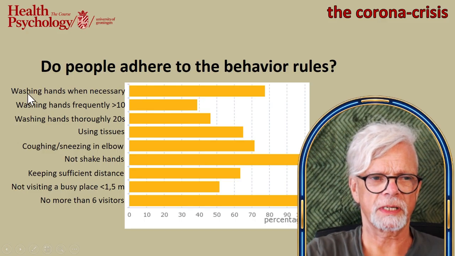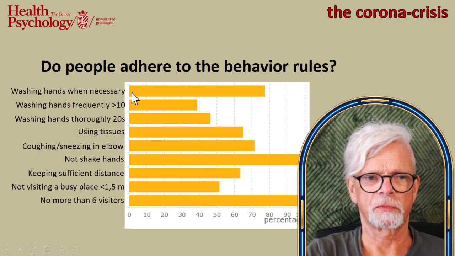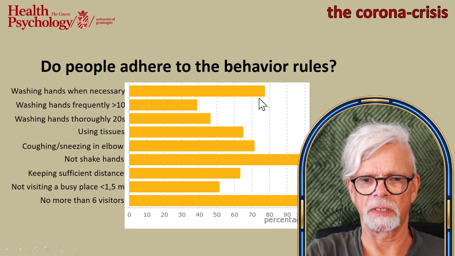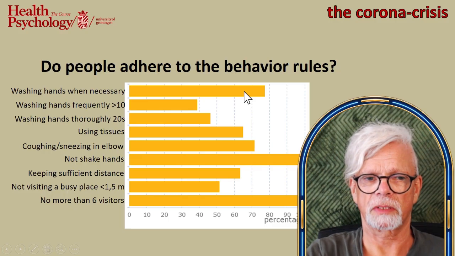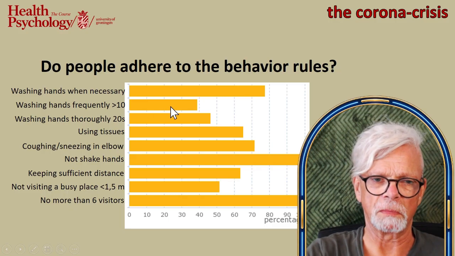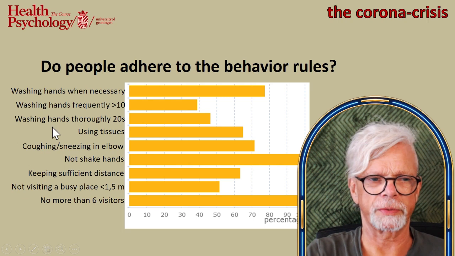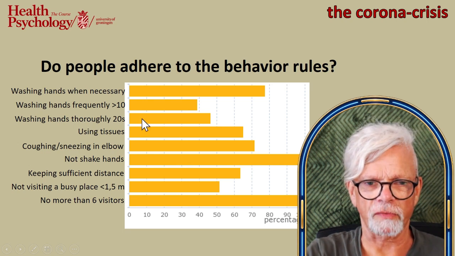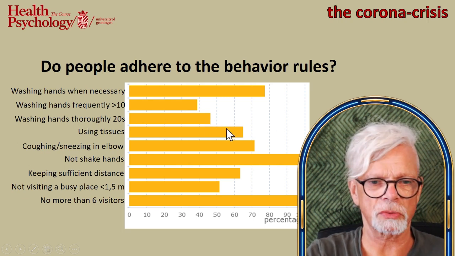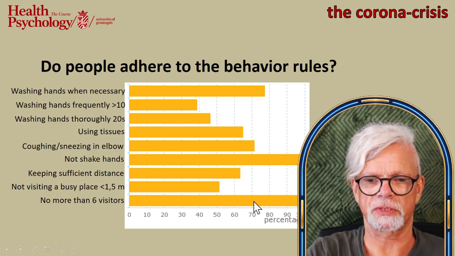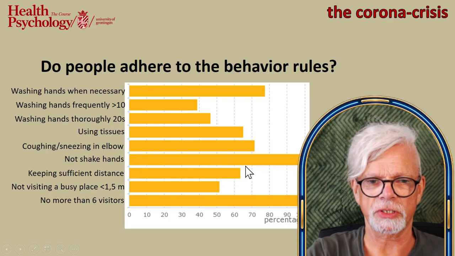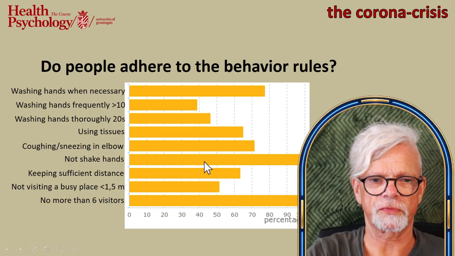Now, washing hands when necessary from COVID. You see that not everybody, but still many people, wash their hands. Washing them more than 10 times a day, that's less. All in all, you see washing hands thoroughly for 20 seconds, almost don't. We see that no more than 6 visitors, well, that compliance was high. And also not shaking hands. So those were the most successful regulations, you might say.